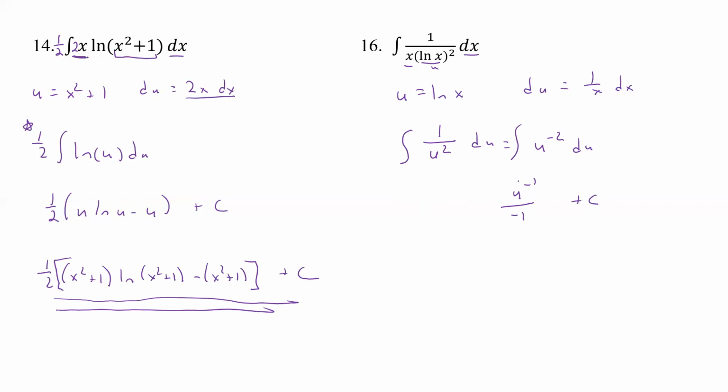Well, u to the negative 1 is just 1 over u, and the negative 1 I can put on top. It doesn't matter where it is, plus c. And now my u is ln of x, so it's going to be negative 1 over ln of x plus c, and that would be my answer. All right, let's pause and we'll come back to the next one.